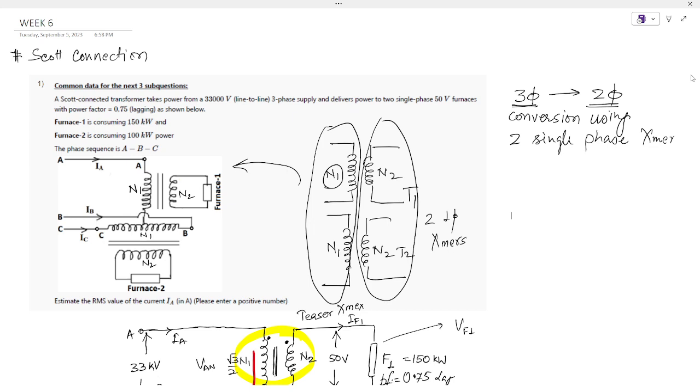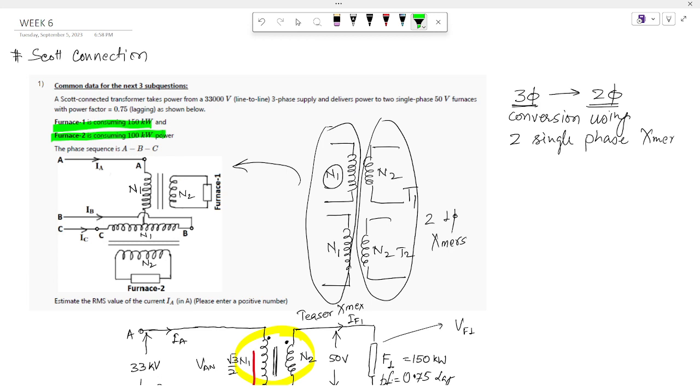Furnace 1 consumes 150 kilowatt and furnace 2 consumes 100 kilowatt, and both these furnaces are operating at the same voltage, that is 50 volt. Now you know that Scott connection is a three phase to two phase conversion using two identical single phase transformers.